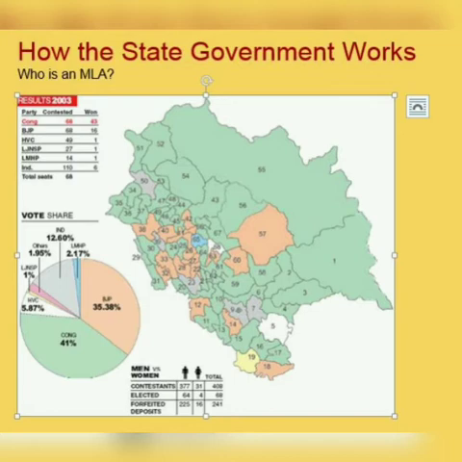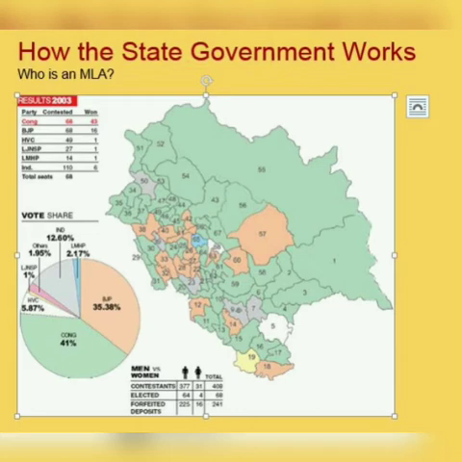Now, how do people who are MLAs become ministers or chief minister? A political party whose MLAs have won more than half the number of constituencies in a state can be said to be in a majority. The political party that has the majority is called the ruling party, and all other members are called the opposition.